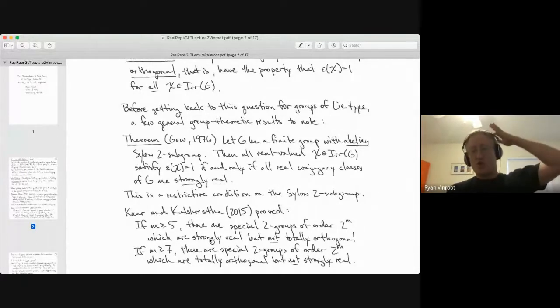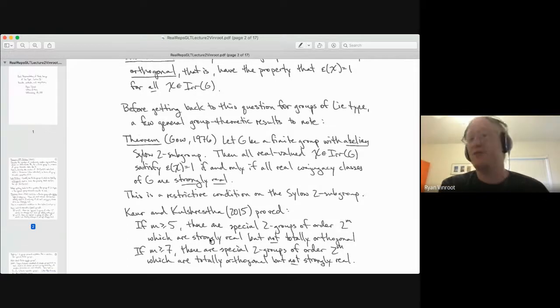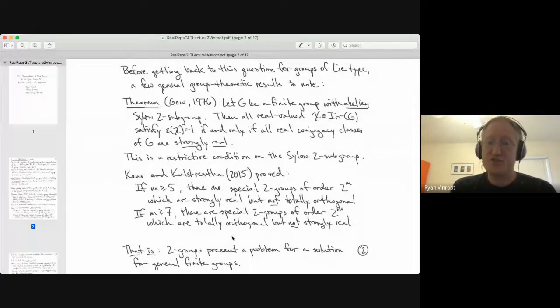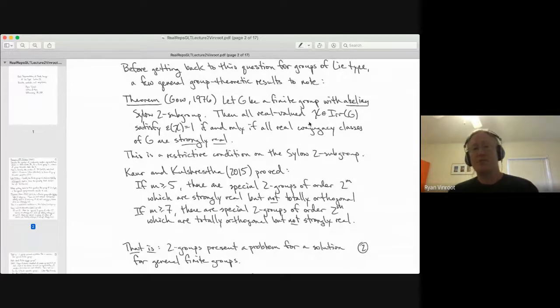So who knows how much more complicated things can get if you look at every finite 2-group. But it seems just from this construction that 2-groups present a problem for this to have a reasonable answer for finite groups in general. That seems like a very difficult problem.